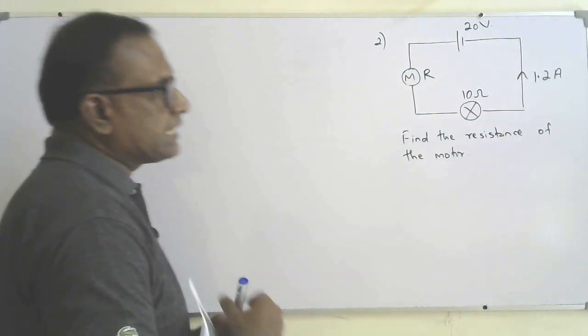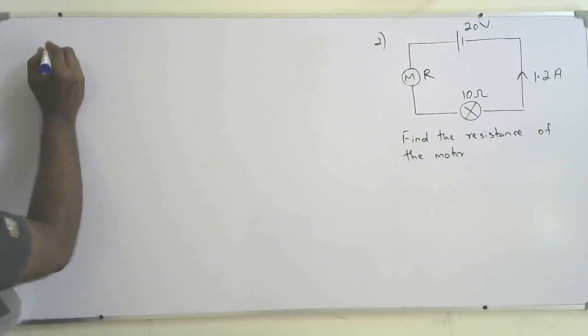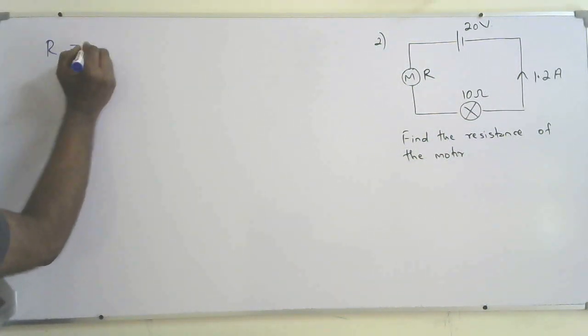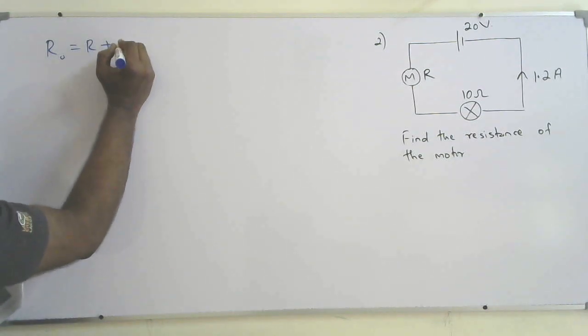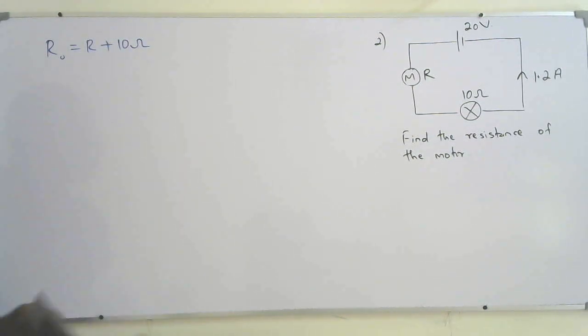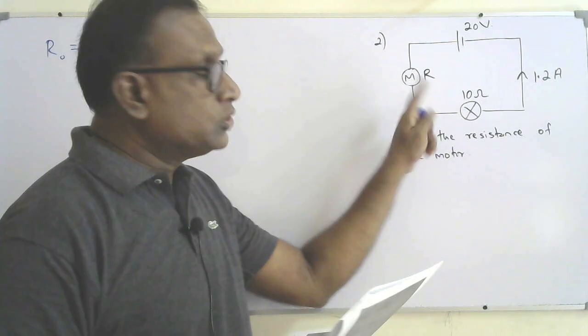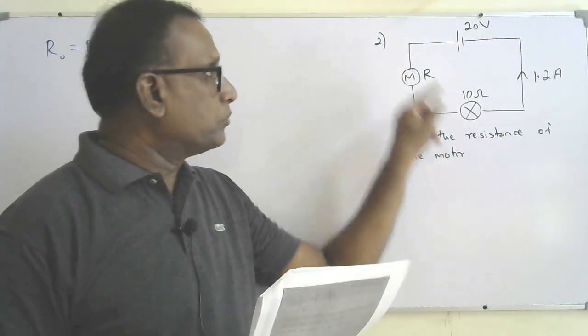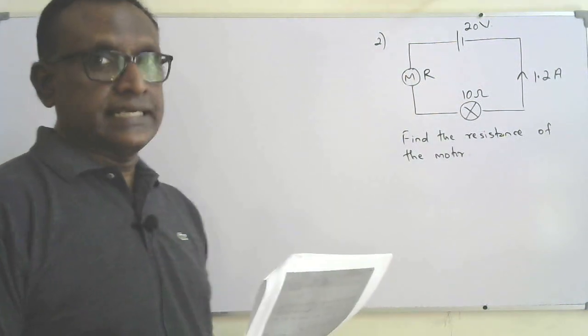The first one, I can say the equivalent resistance. The equivalent resistance R0 is equal to R plus 10 ohm, because they are connected in series. How do I know they are connected in series? There are no junction or branch between the components, is it? So they are connected in series.